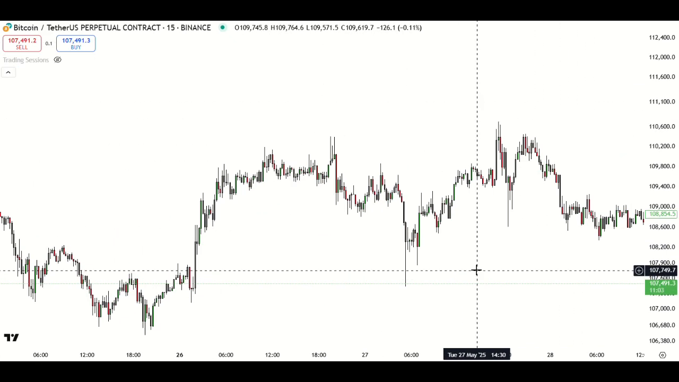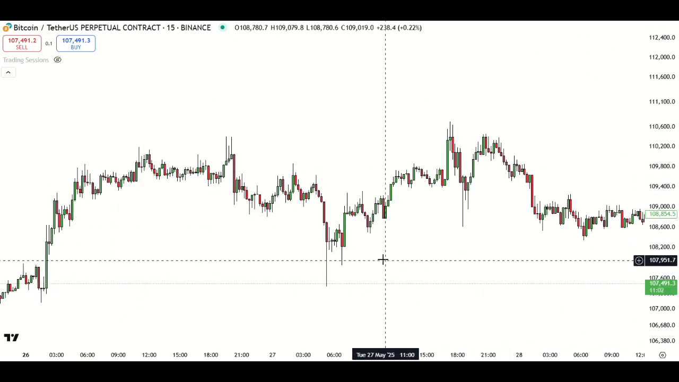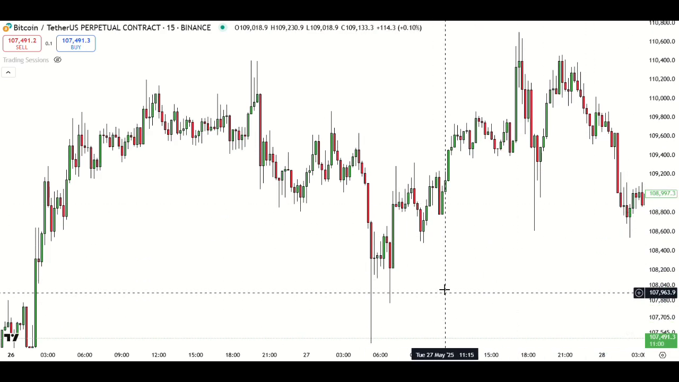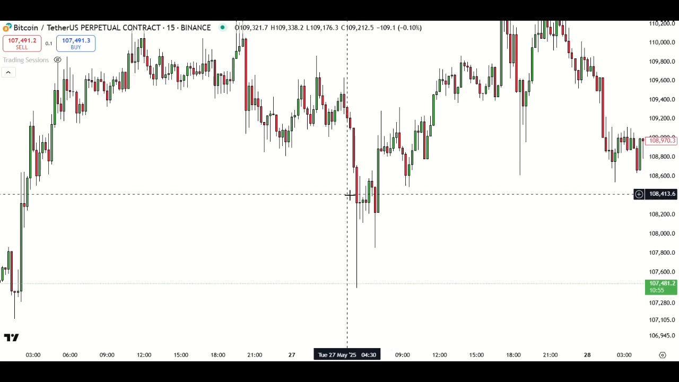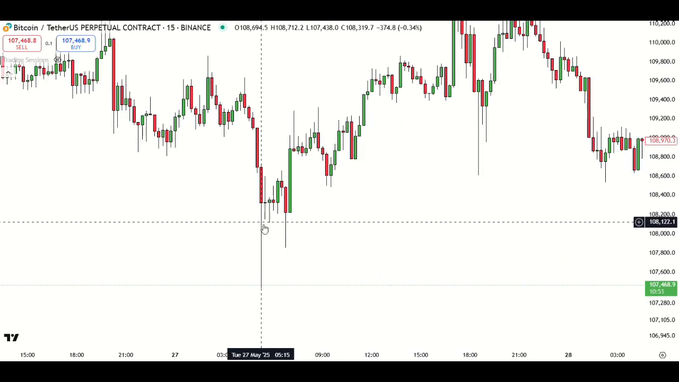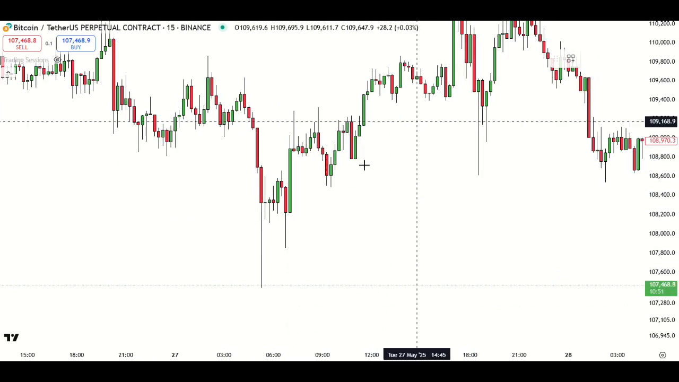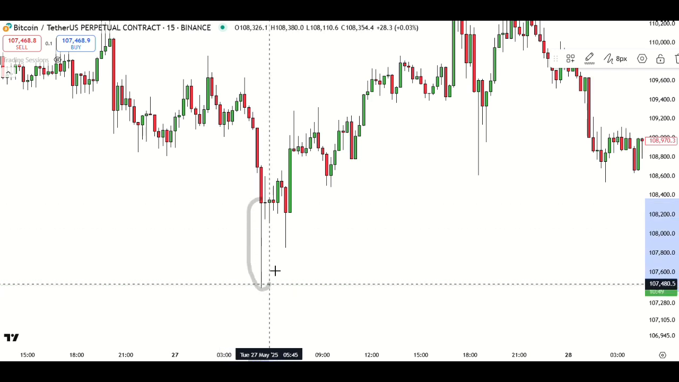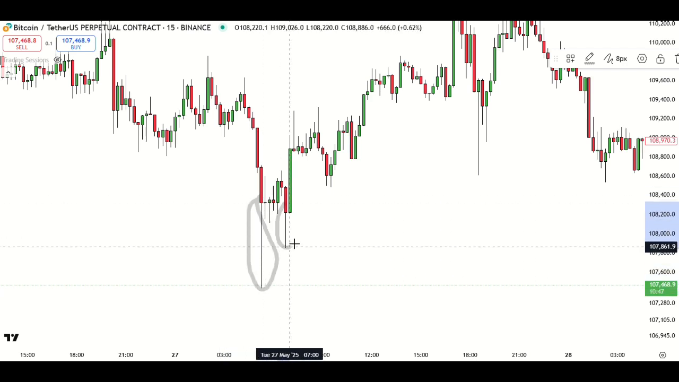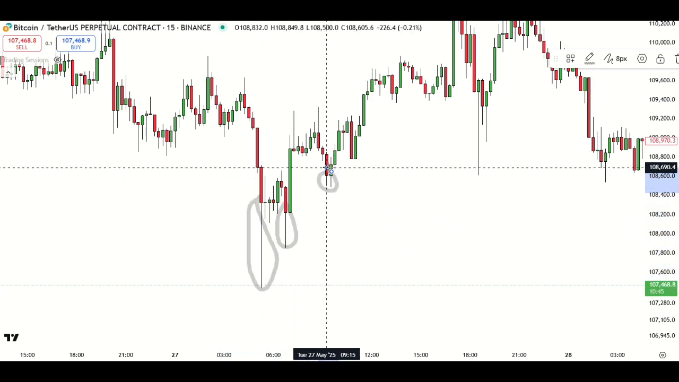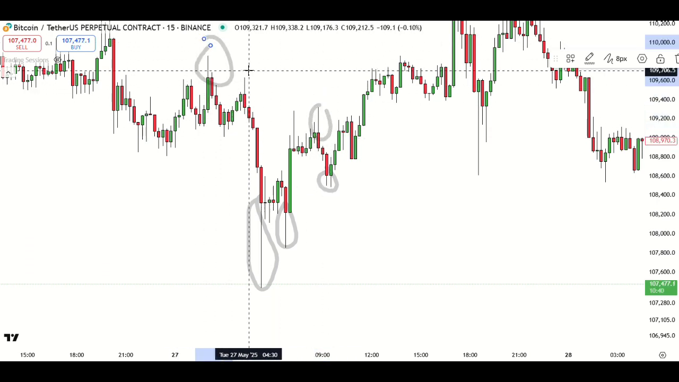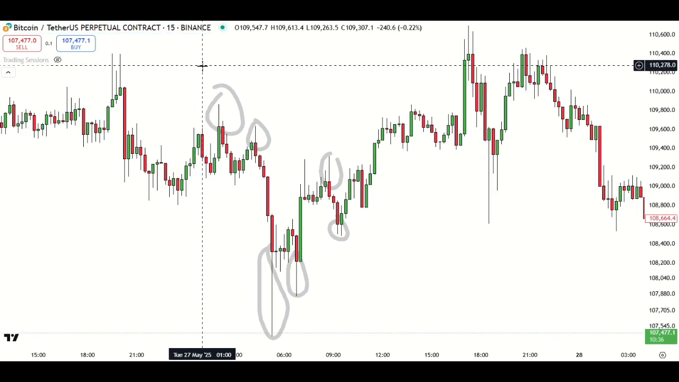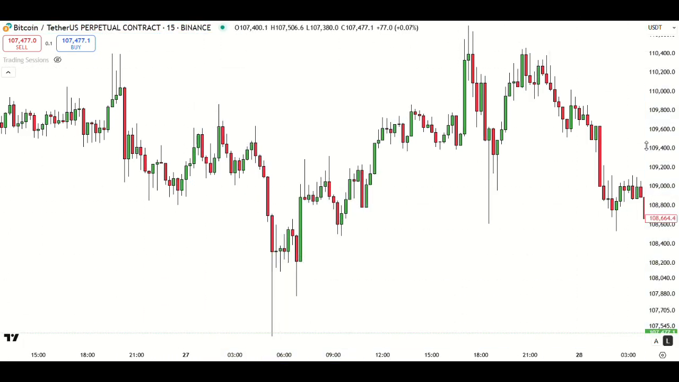So what are wicks? Wicks are basically these lines which do not include the body of the candle. As you can see, this long thing over here, actually let me mark it up for you. This long line over here is a wick. This line is a wick. This is a wick. All of these, which are not the body of the candle, are wicks. So, what are these wicks?